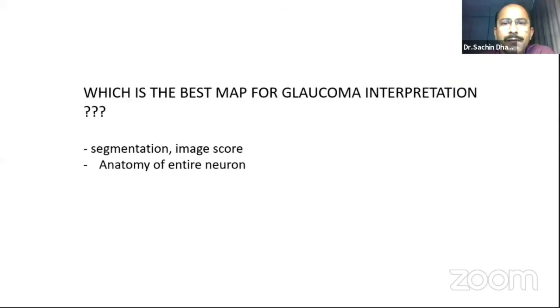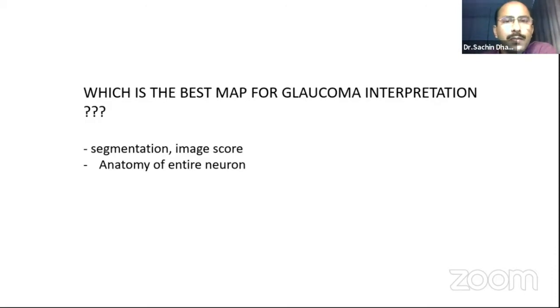Now, which is the best map for glaucoma interpretation? You get many maps in many machines, and you have to choose the ones which give you the most information. Remember, you're not in front of the machine most of the time. So you should be sure that all the quality checks are there in the maps that you interpret, so that you do not miss anything and don't interpret maps which are wrong.